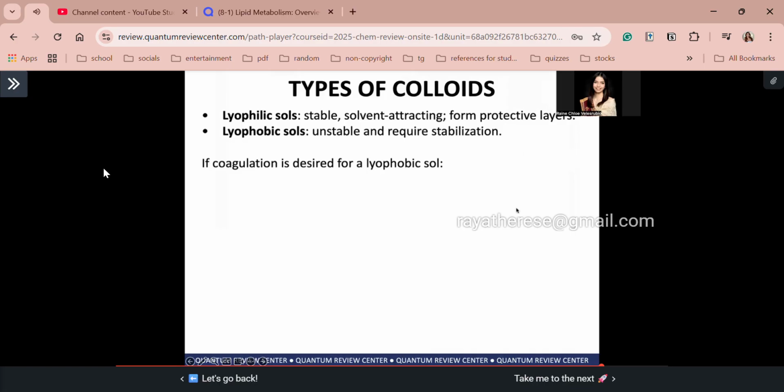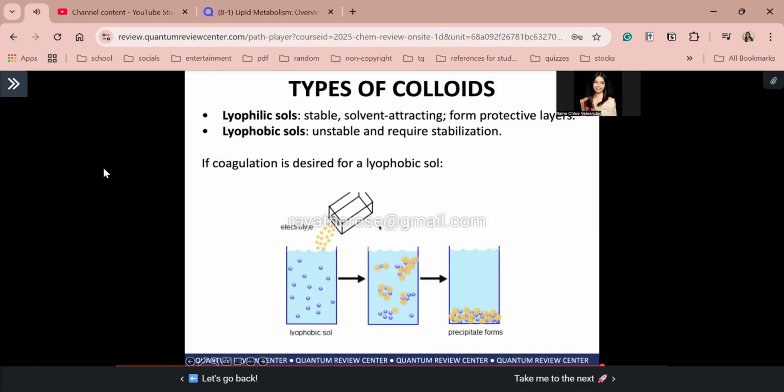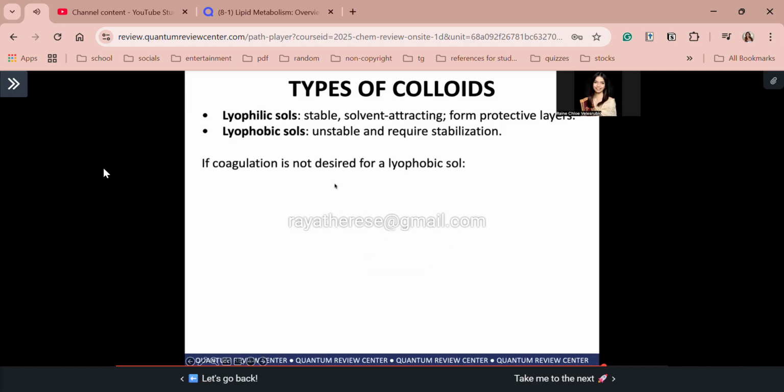Okay? Tapos gusto natin na mag-coagulate siya. So if you want to coagulate our lyophobic sol, then we add an electrolyte to our lyophobic sol. And dahil dyan, precipitate will form. Okay? Next. Let's say guys, ayaw natin magkaroon ng coagulation for our lyophobic sol.